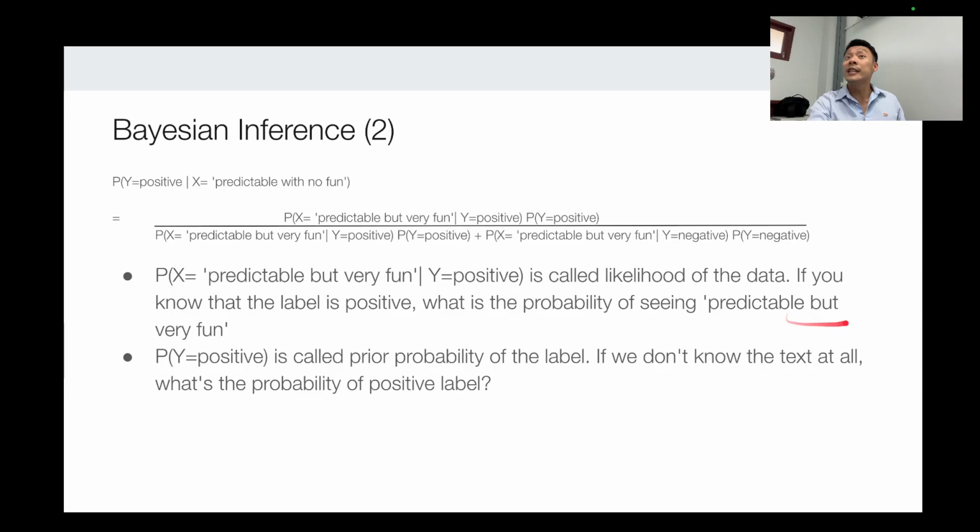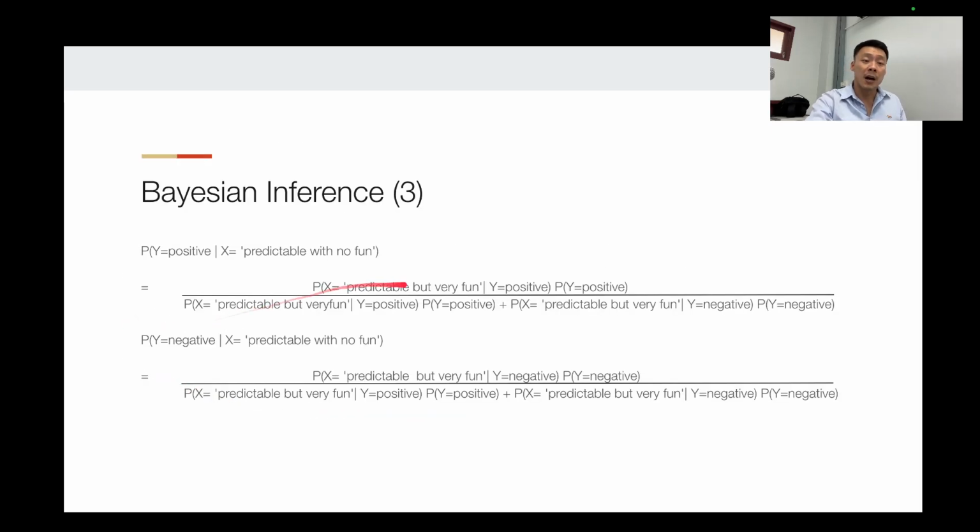Then we need a model to compute this probability. Okay, this is our language model. And the other term, P of y equal to positive, this is called prior probability. It means if you don't know the text at all, what's the probability of positive label? So we look at the data and see how many times we see the positive label. So we do the same for negative as well.